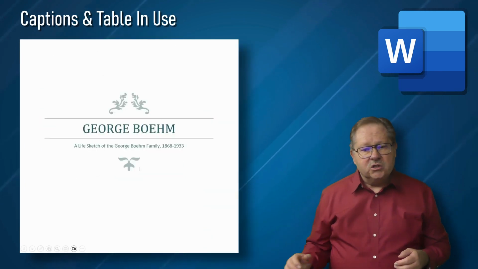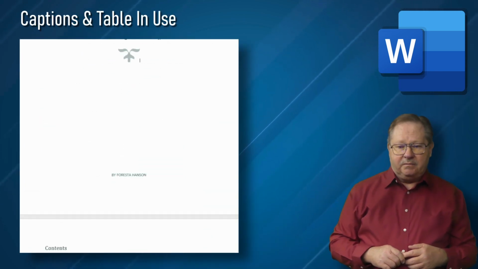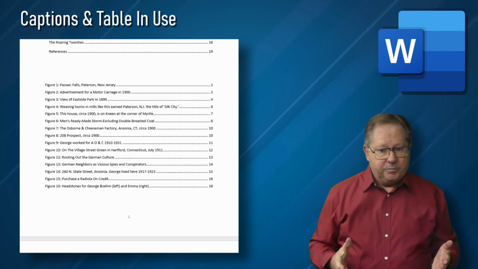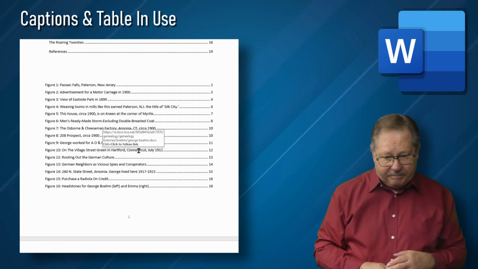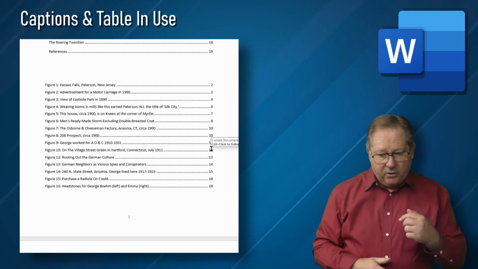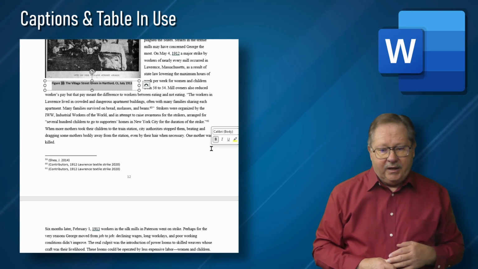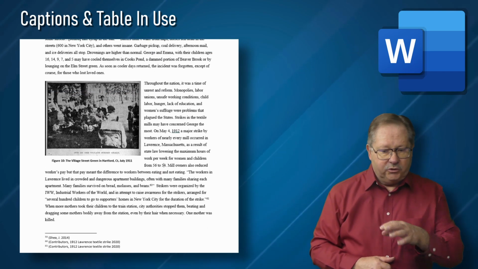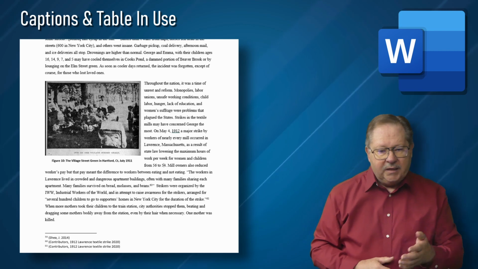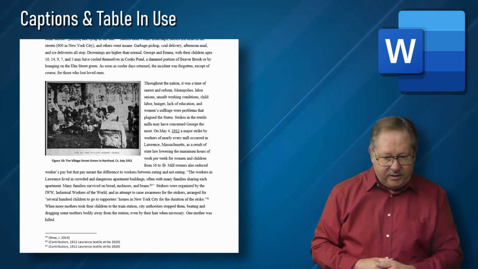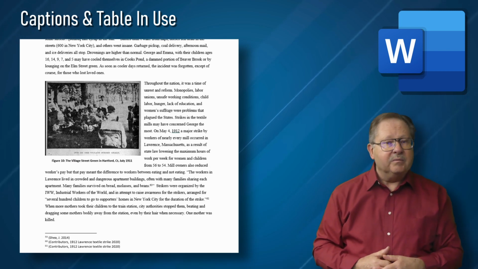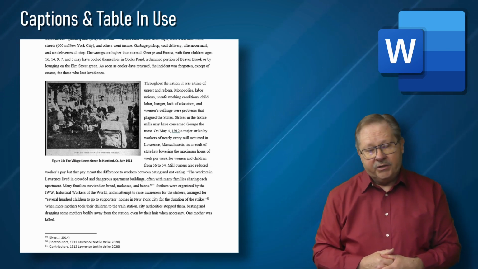Okay, so let's look at a document that I created on one of my ancestors. George Boehm is a second great-grandfather, and notice I have a picture of the village street in Hartford where he lived, a little newspaper clipping type article. And notice I have the caption underneath it. That allowed me to create the table of figures, and I have the picture inserted in the history.